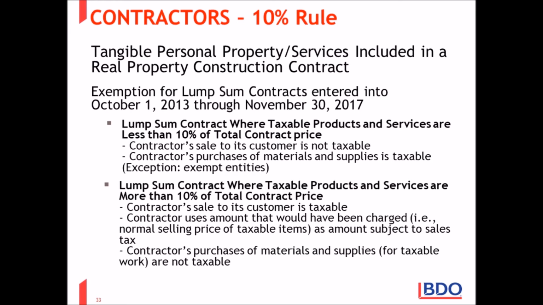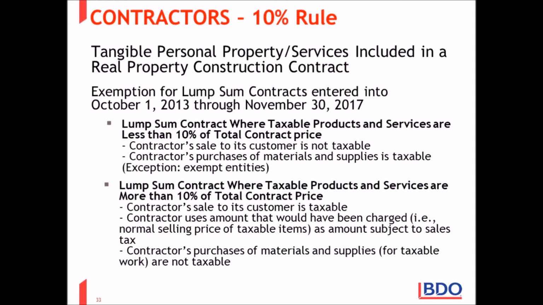So if you had a lump sum contract where you had taxable products and services that were less than 10% of the total contract price, then the contractor's sale of taxable products and services to its customer was not taxable. The contractor's purchases of the materials and supplies related to those taxable products and services were taxable. And note that there is an exception when it comes to exempt entities, which I'll discuss in a bit.